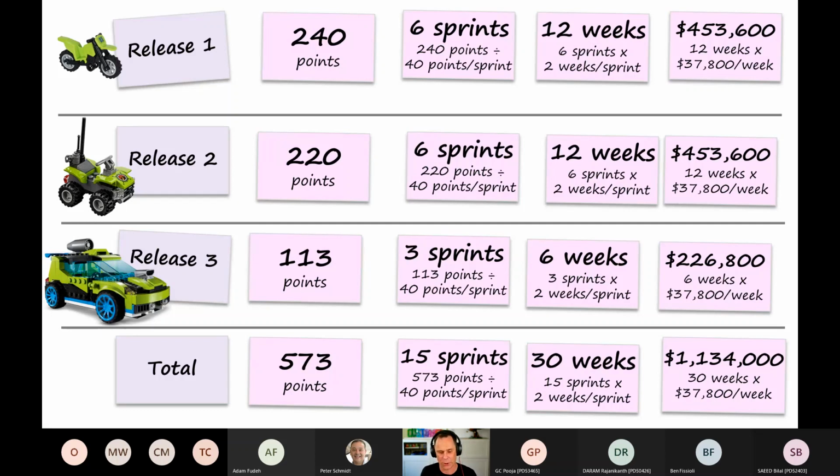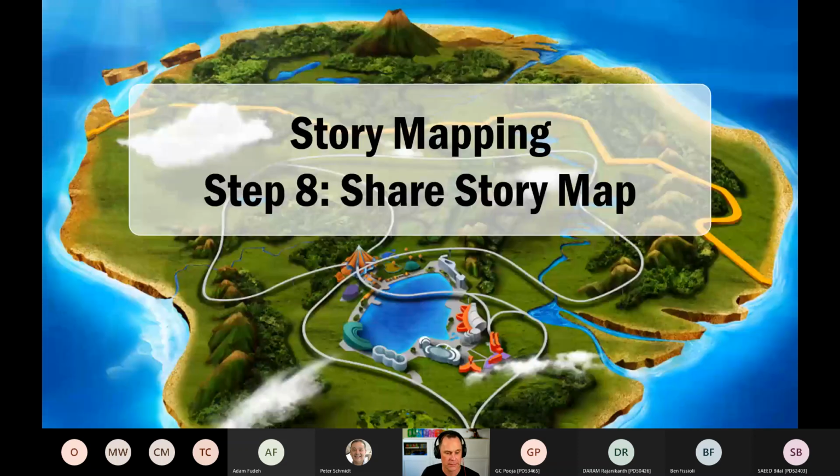Release 3 is quite a bit smaller, it's 113 points. So if you divide that by our velocity, it's going to take 3 sprints, 6 weeks, and cost $226,000. And that's how we arrived at our total cost of $1.134 million. So you can see that there is a little bit of contingency because we're rounding off to the nearest sprint. That does give us a little bit of wiggle room in our estimates.